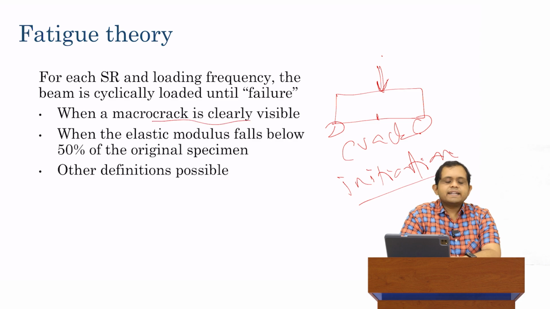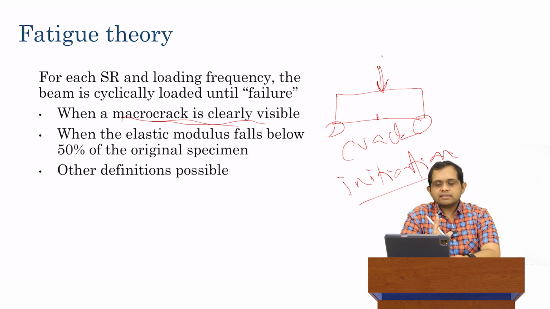The first is identical to what we use for the static test. When a macro crack is clearly visible, when you can clearly see that a crack has formed, then you can say stop the test. Now, here again, it's a cyclical load, so it will take time for the crack to form, and it's a little bit subjective in terms of when exactly the crack forms. Another option, which is fairly commonly used in viscoelastic materials, less commonly used, but can be used for concrete, is when the elastic modulus falls below 50% of the original specimen.